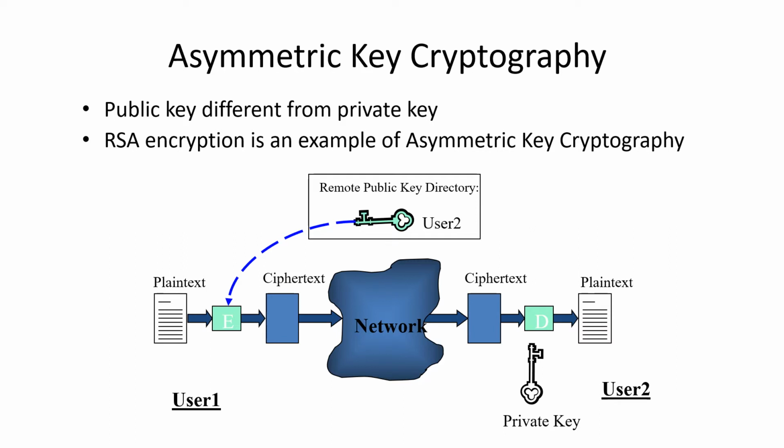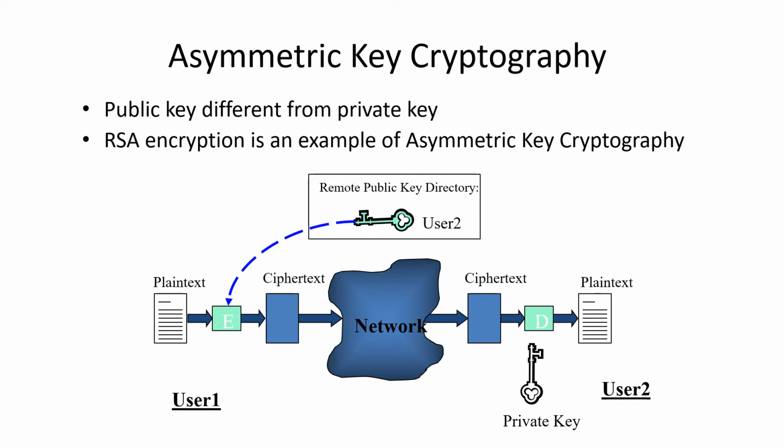Asymmetric or public key encryption is different in that the key to encrypt is different than the key to decrypt. They are mathematically related, but they are different keys. And typically, one of the keys, typically called the public key, is made available to everyone so that others can see what your public key is. And then the user or the owner of this key set is the only one who knows the private key.